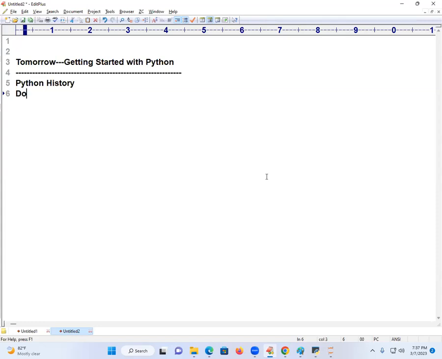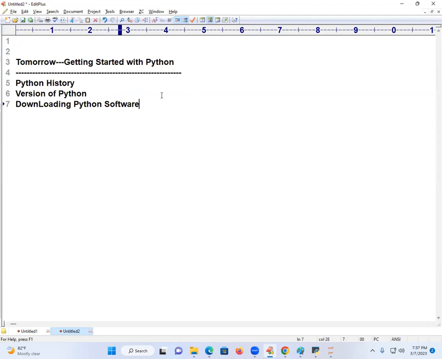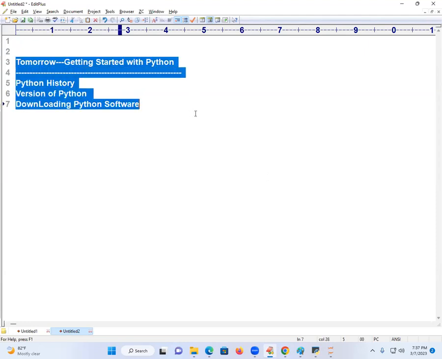So, downloading of Python, downloading of what? Python software, making our laptop ready. Versions of Python, how many versions are there in Python? MNCs are using which version? All those things. I'll start my syllabus tomorrow. Did you understand? Don't miss the class. I'll start the class at 6 o'clock tomorrow. Did you understand?